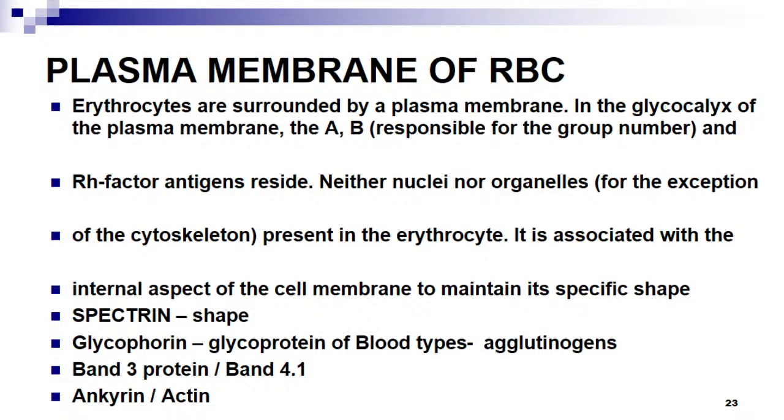Erythrocytes are surrounded by the plasma membrane. In the glycocalyx of the plasma membrane, the A and B antigens responsible for the types of blood are present. That's a specialized receptor which carries the agglutinogen, named glycophorins, of blood types, agglutinogens. In another type, there are special proteins named band-3 proteins, band-4.1, and ankyrin, actin.